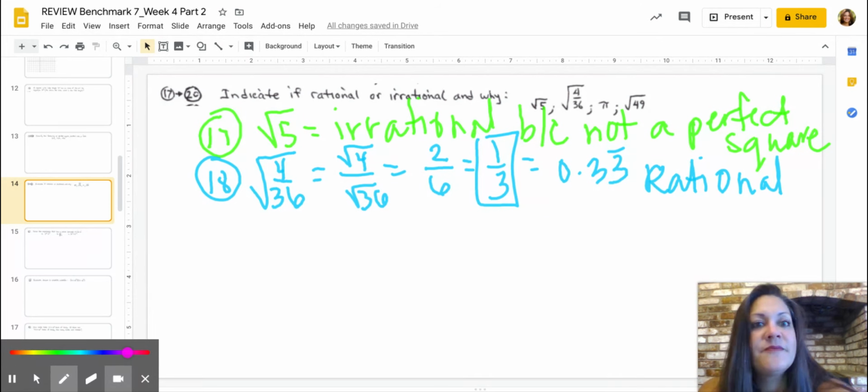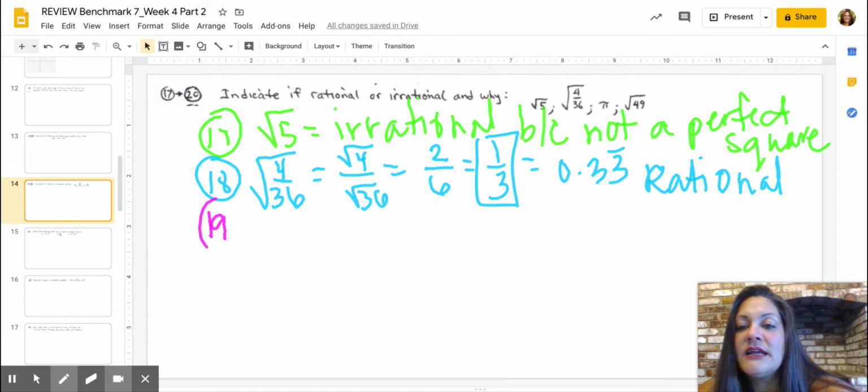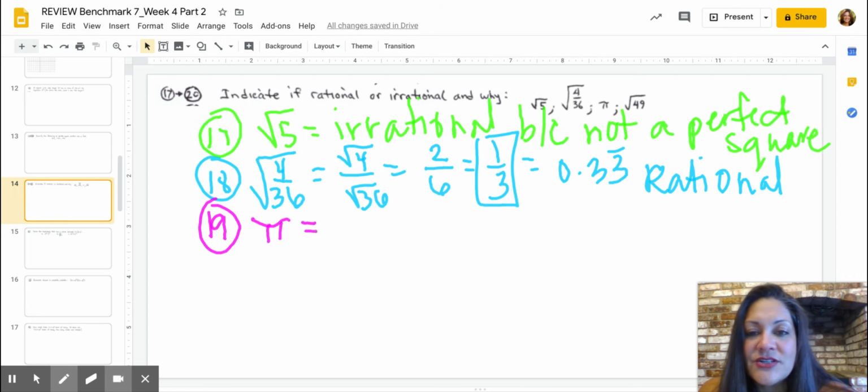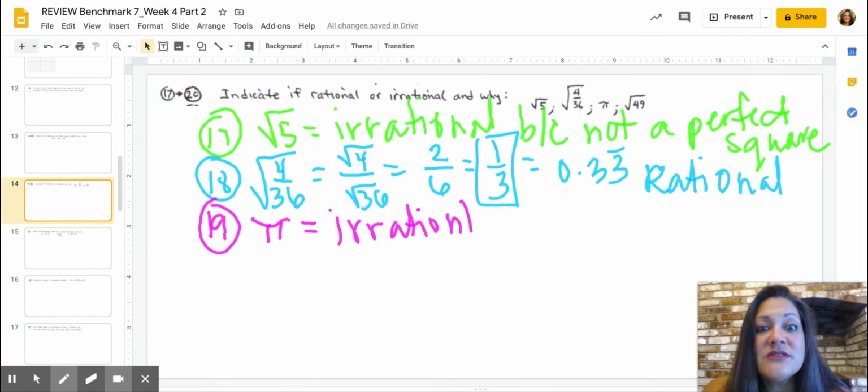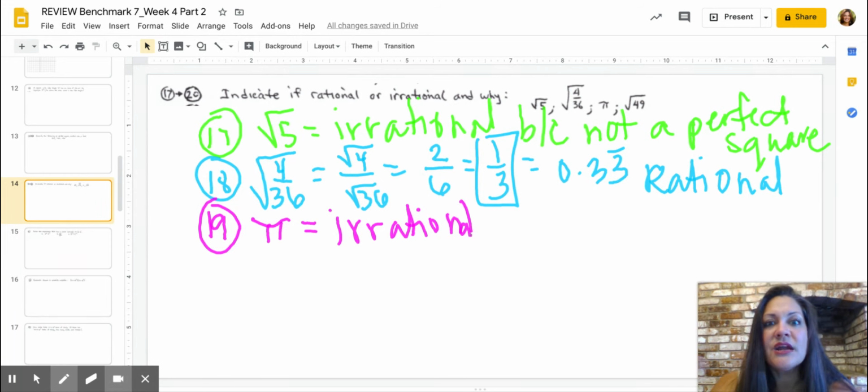And my favorite. Let's see here. 19. We are going to do pi. We already know it's not rational, because the number just continues on forever.